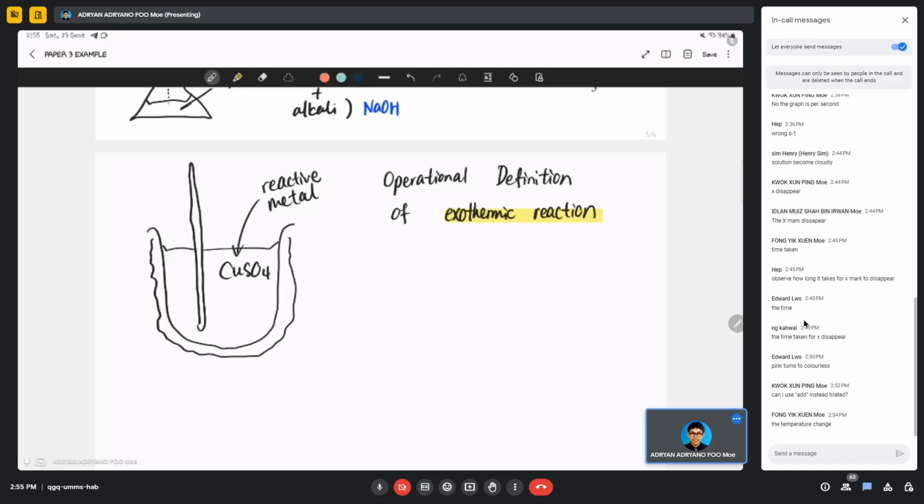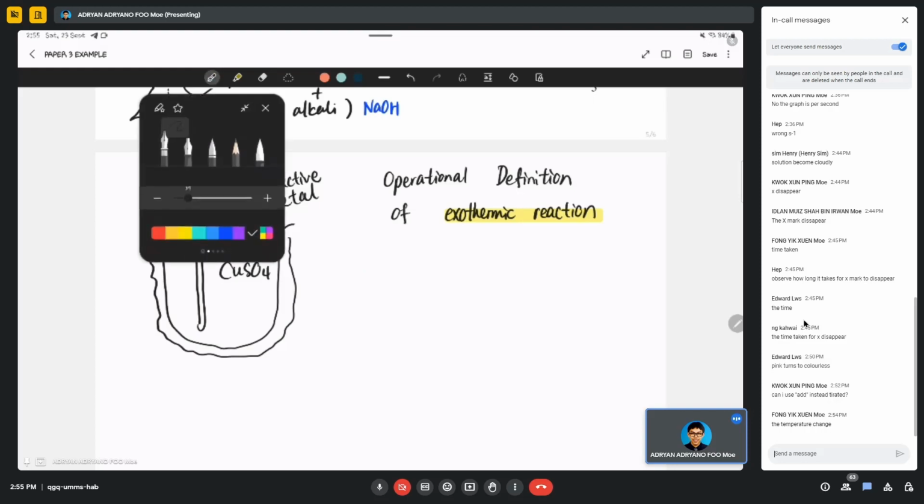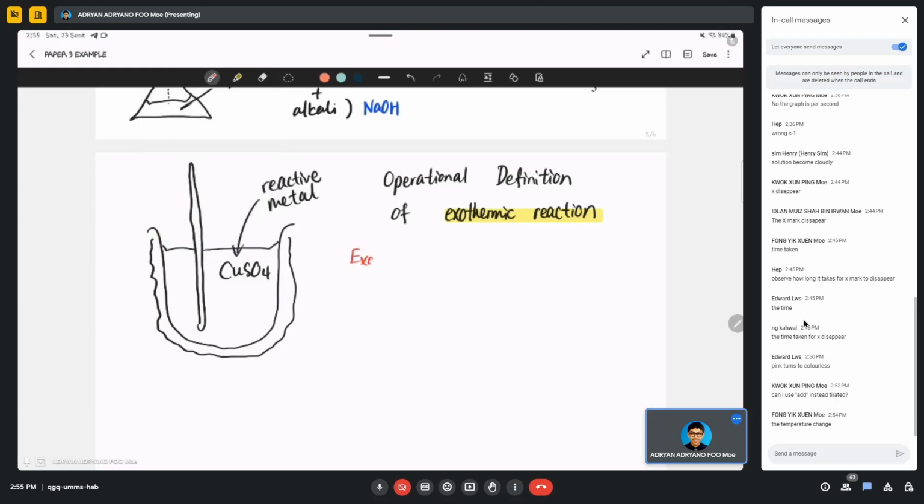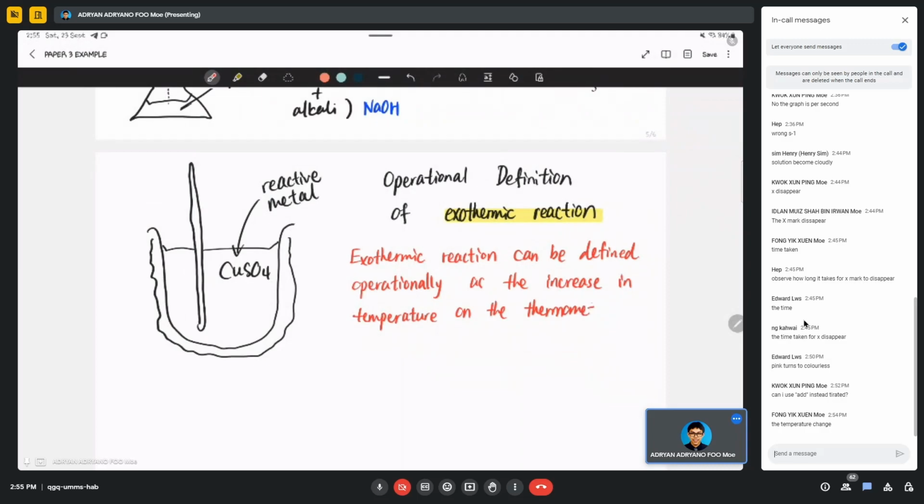So I can say that my answer can be: exothermic reaction can be defined operationally as the increase in temperature on the thermometer reading. You see, my opening is always the same. This one is what you observe, right?